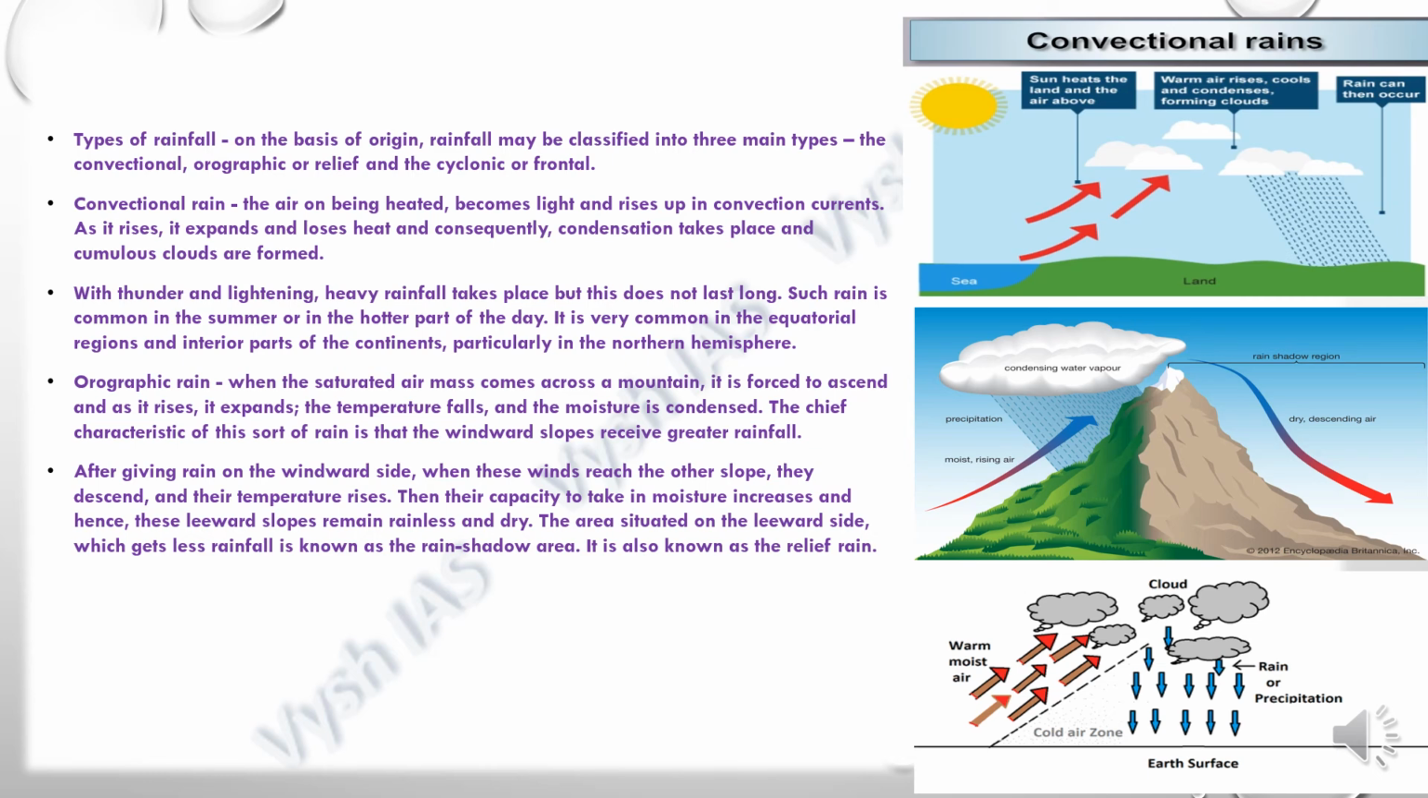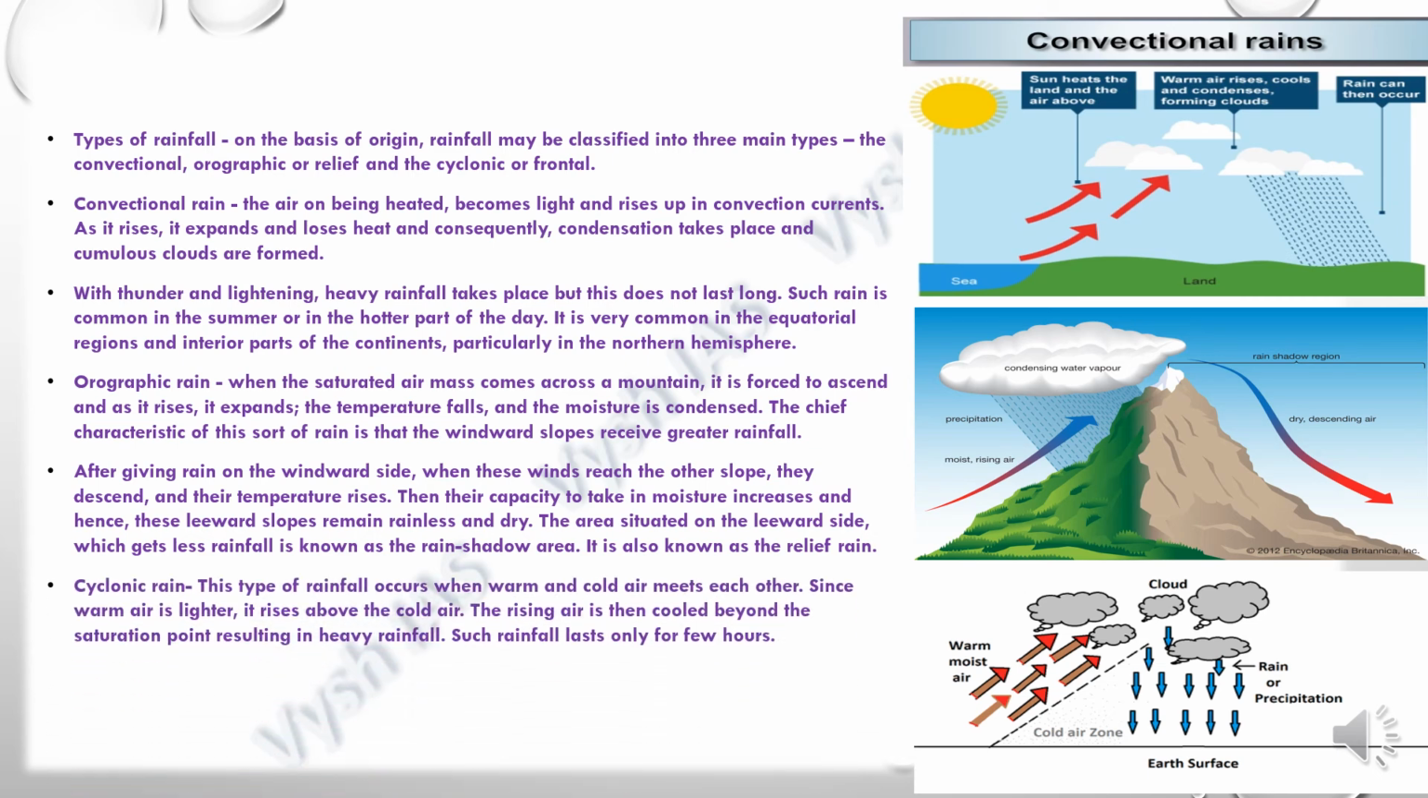So then we have the cyclonic or the frontal rainfall. This type of rainfall mainly occurs when the cold air meets the warm air, and since warm air is much lighter, it rises above the cold air. So the rising air is then cooled beyond the saturation point, which will result in heavy rainfall. These rainfalls will last only for a few hours.